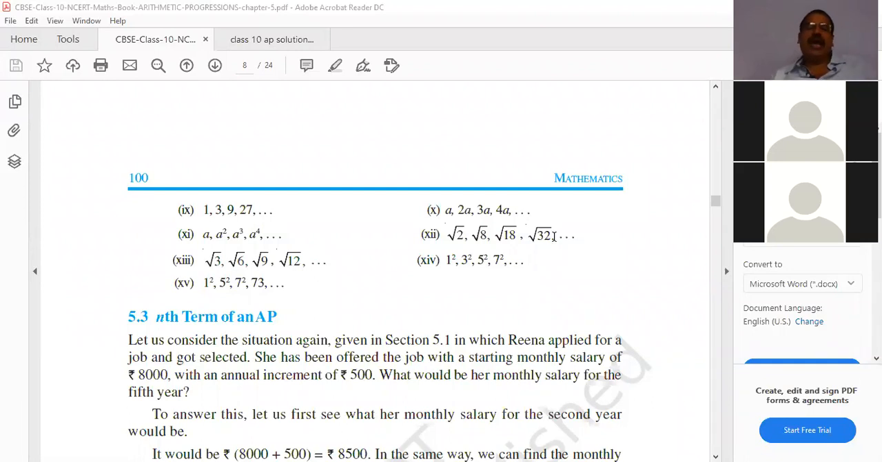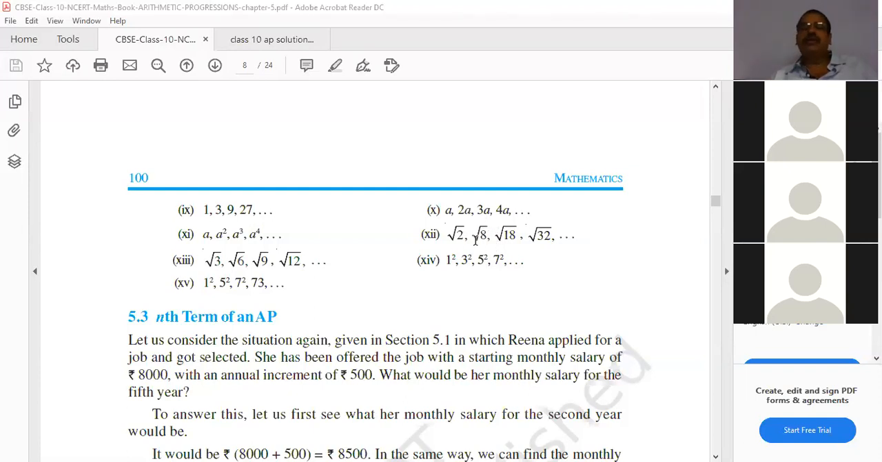Okay. Now, root 8, how can we write it? Simplest form: 2 root 2. Very good. Root 18 means 3 root 2. Root 32 means 4 root 2. Very good. Now we can say the first one is root 2, the next one 2 root 2, the next 3 root 2, the next 4 root 2. By adding root 2, we are getting each next term: root 2 plus root 2 is 2 root 2, 2 root 2 plus root 2 is 3 root 2, 3 root 2 plus root 2 is 4 root 2. Understand?